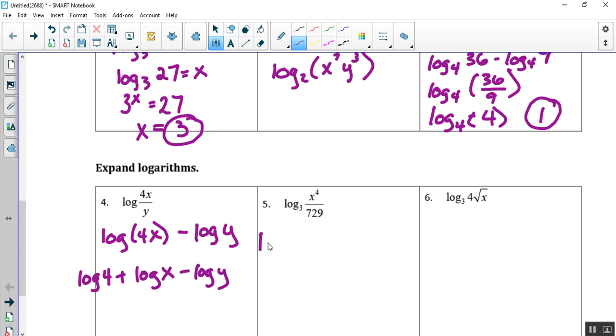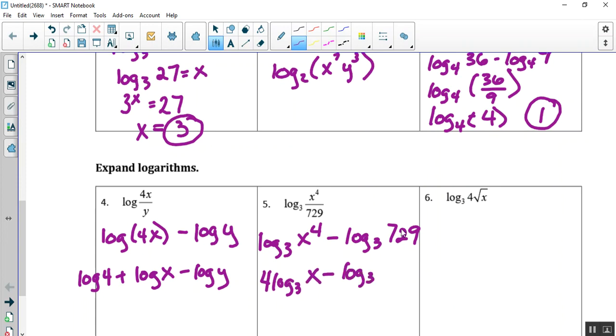So I have log base 3 of x to the 4th minus log base 3 of 729. And then I can move this exponent to the front, so I would have 4 log base 3 of x minus log base 3 of 729. And 729 actually happens to be a power of 3. It's 3 to the 6th.